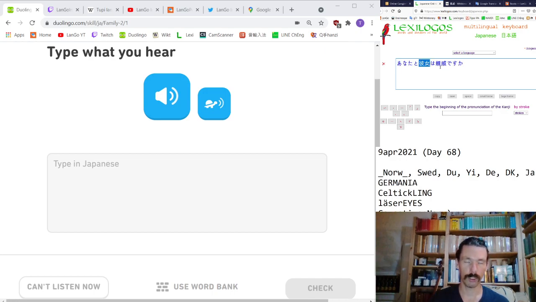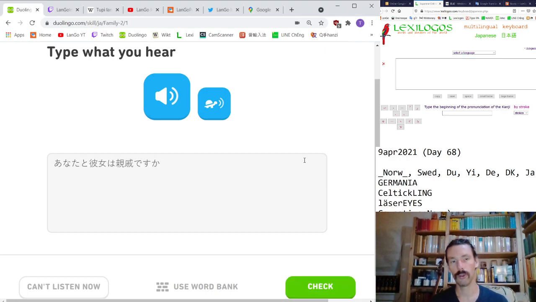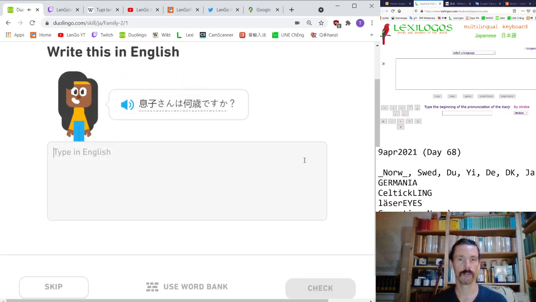written word forms taken from Chinese. Sometimes they write native words. Sometimes they write words that themselves actually are Chinese, like this one, shinseki. And then we have other bits of the sentence spelled phonetically. You and she, are you relatives? 息子さんは何歳ですか？ How old is your son? It's a much less embarrassing question to ask, unless you're coming out of a coma.